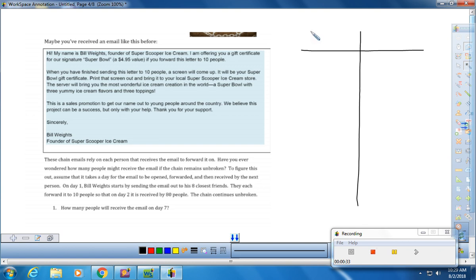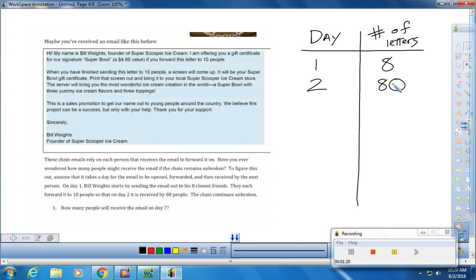We need to make another good chart. This is the day here, and this might be the number of letters that have been sent out. Okay, so as it says, it takes a day for the email to be opened, forwarded, and then received by the next person. So on day one, Bill sends it to 8 people. They each forward it to 10 people, so that on day 2, now 80 people have it.